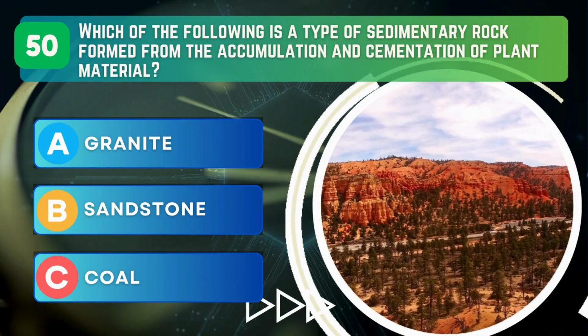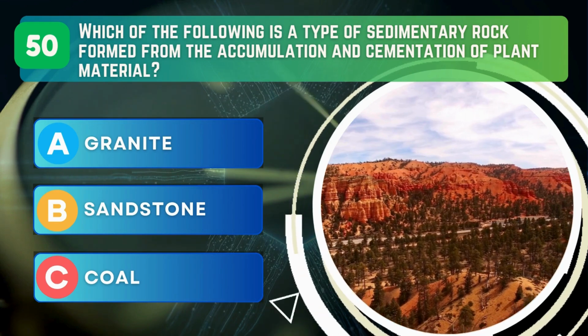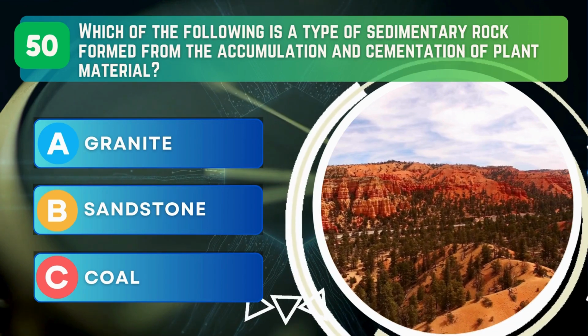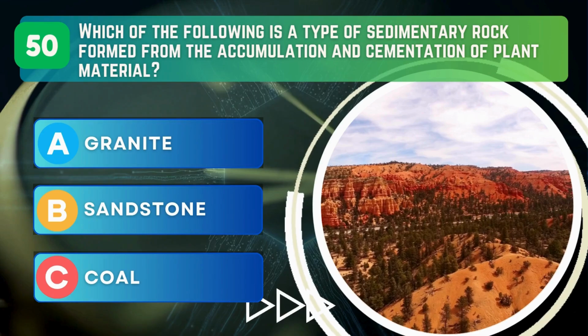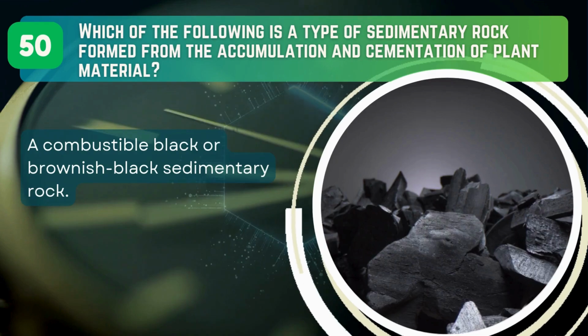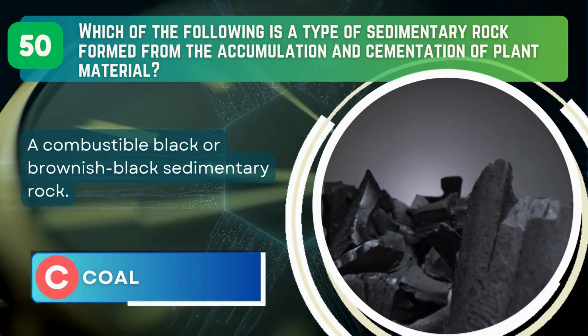Which of the following is a type of sedimentary rock formed from the accumulation and cementation of plant material? Coal. A combustible black or brownish-black sedimentary rock.